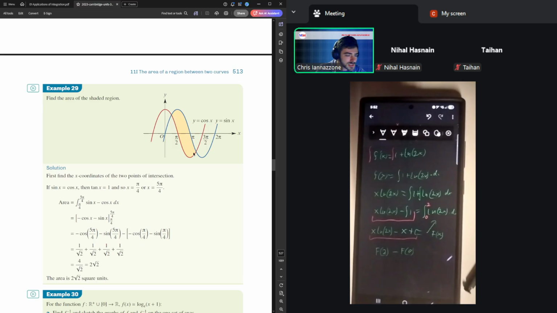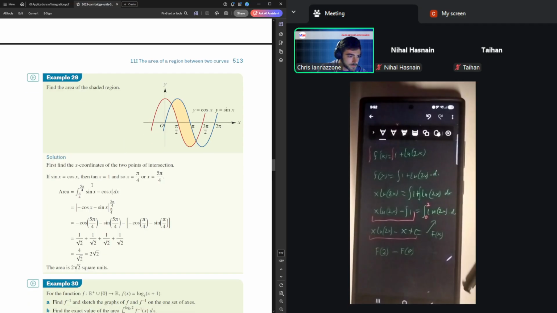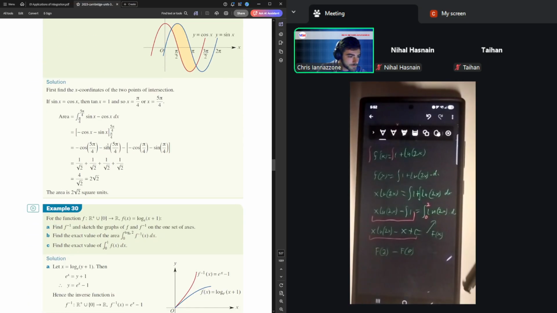But even for questions like this, you can see how it's split between top and bottom, or above and below the x-axis. You don't actually care. All you care about is the fact that blue is on top of red for that entire duration. So you're always just doing blue, the sine, take red, the cos. Don't have to split it up or anything like that.